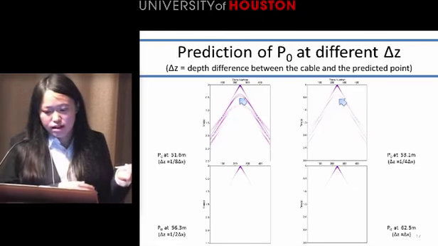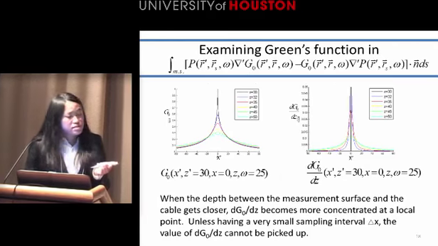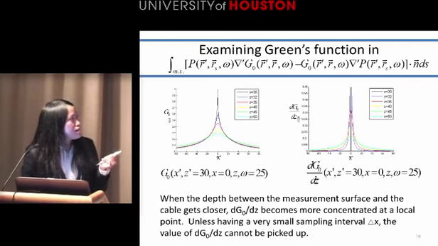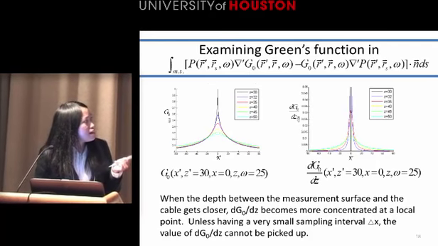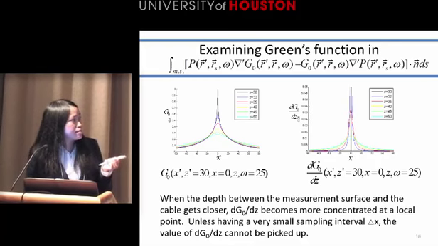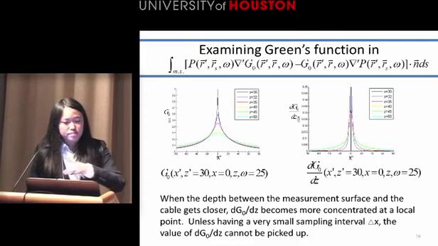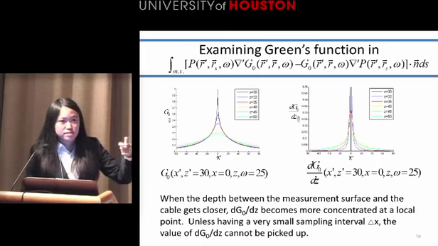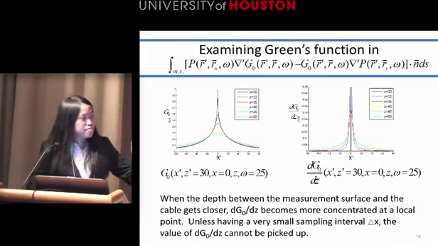And if you move away from the cable, the result is more satisfying. And the reason can be found from examining the Green function in this integral. Here I'm plotting the Green function and normal derivative with respect to the x coordinate on the Merriman surface, with different colors corresponding to different delta z, that means different distances to the cable.